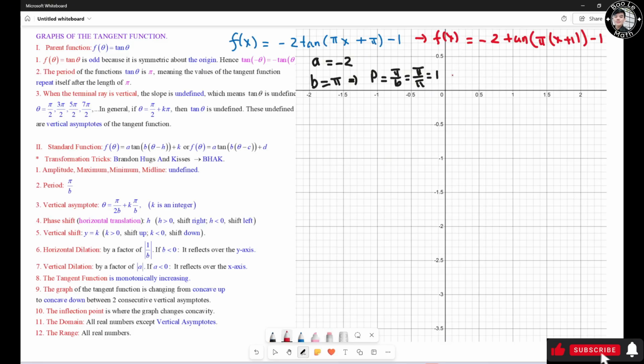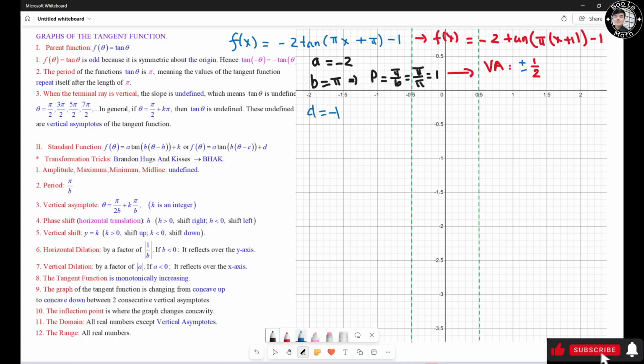And then in order to find the vertical asymptote, you take the period divided by 2. So the vertical asymptote is going to be 1 divided by 2, and you put the plus and minus sign right here. It tells us that the first 2 consecutive vertical asymptotes are 1/2 and negative 1/2. Now d equals negative 1, which means there is a vertical shift down 1 unit. So we need to locate 2 vertical asymptotes at 1/2 and negative 1/2.